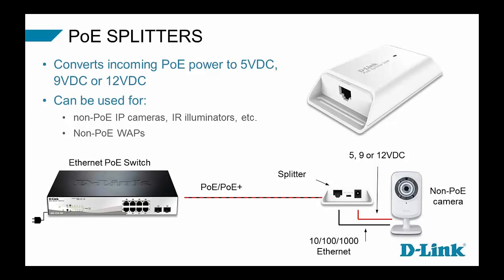So you can see the outputs on the splitter. There's an RJ45. That's just 10/100/1000 Ethernet data going into the back of that camera. And then there's a barrel connector, a power connector that can provide either 5, 9, or 12 volts of DC to my non-PoE camera. In fact, the D-Link splitter that's shown here has a little slide switch on it, and I can select 5, 9, or 12 volts as my output. So again, this is a nice way to use power over Ethernet with a non-PoE end device.